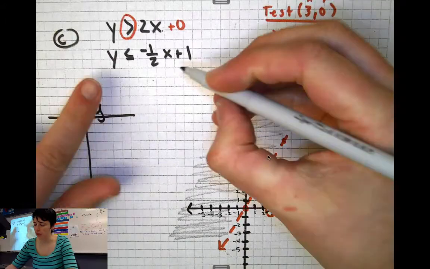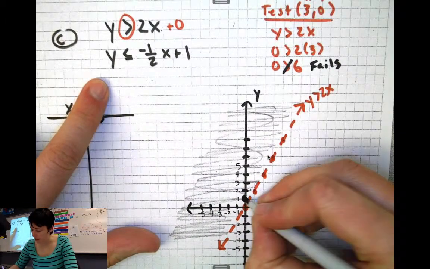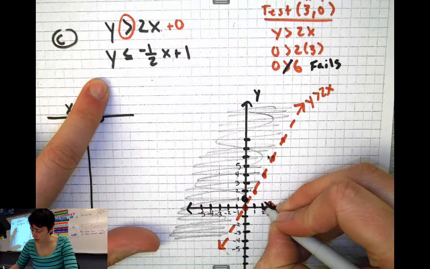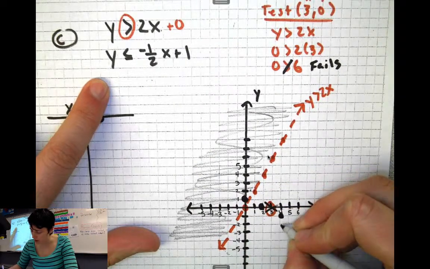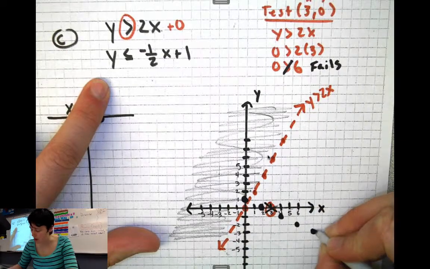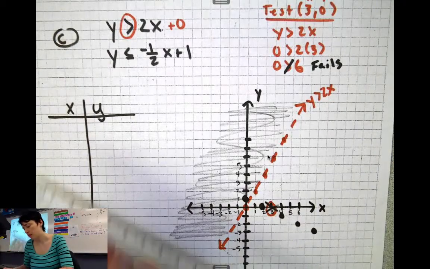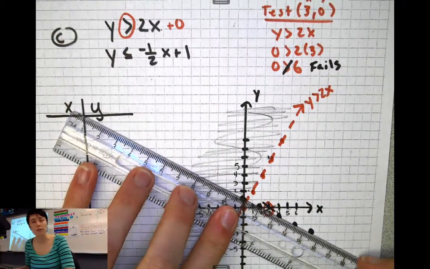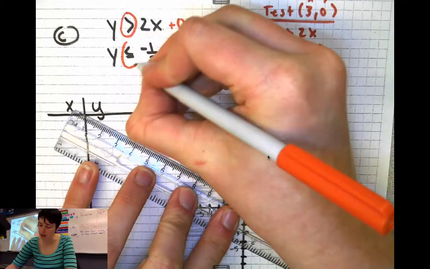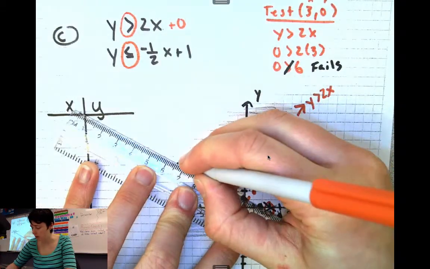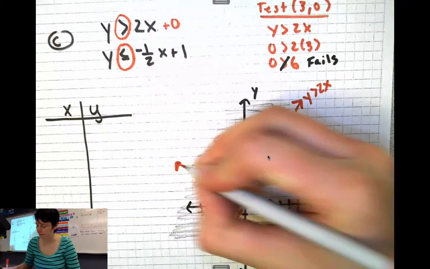So the next rule, negative 1/2 x plus 1, starts at 1 and goes down 1 over 2, down 1 over 2, down 1 over 2, down 1 over 2. It's a line going in this direction. And when I line this up and connect my points, I happen to notice that this problem has an equal sign with its inequality, so it is going to be a dark solid line, not a dotted line.